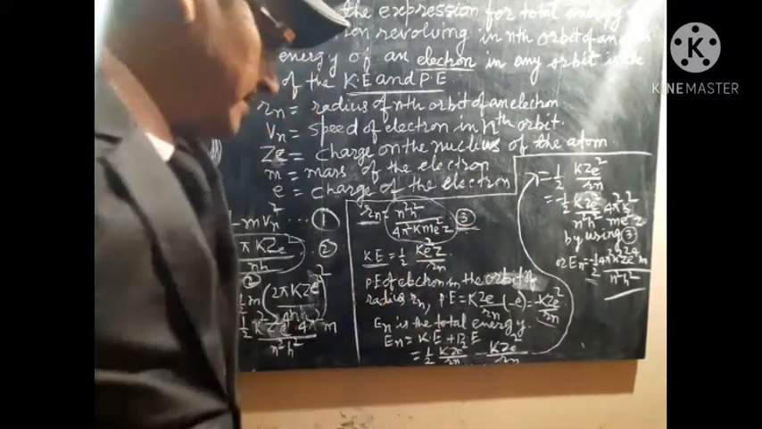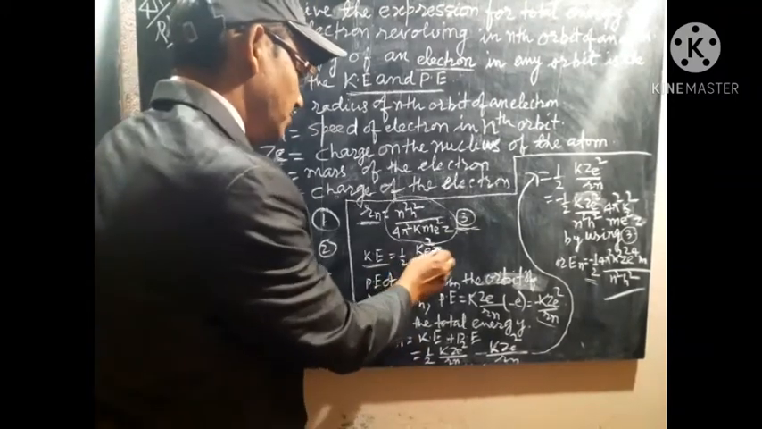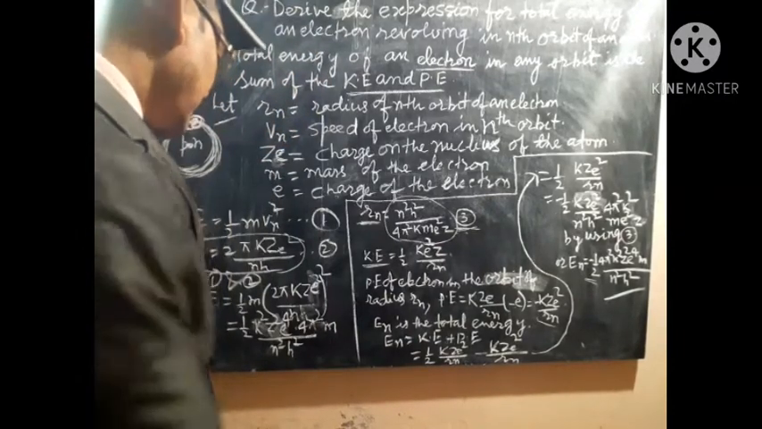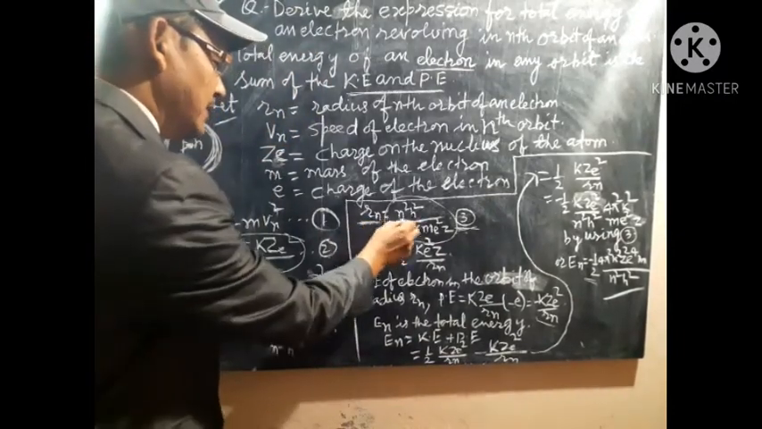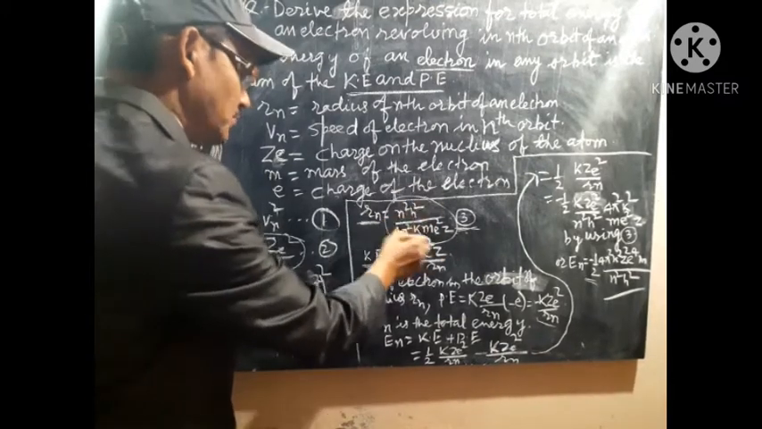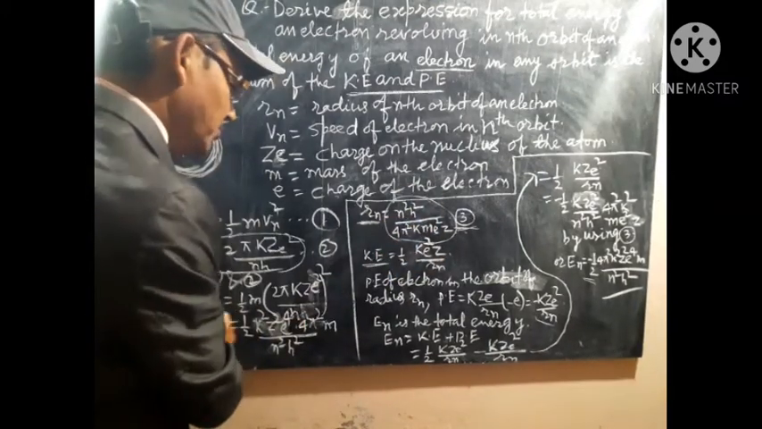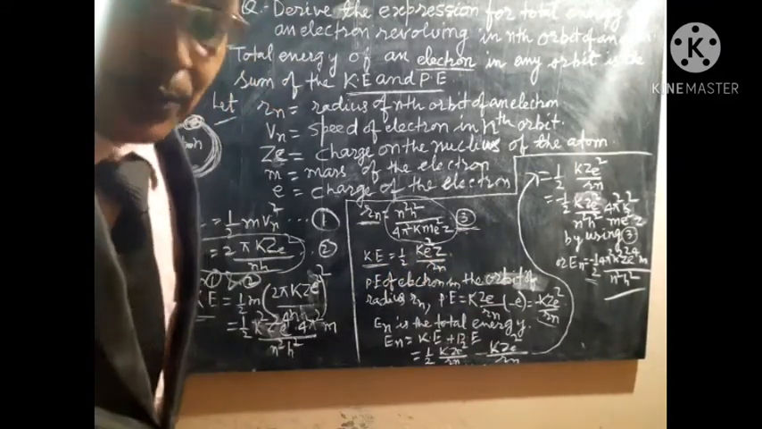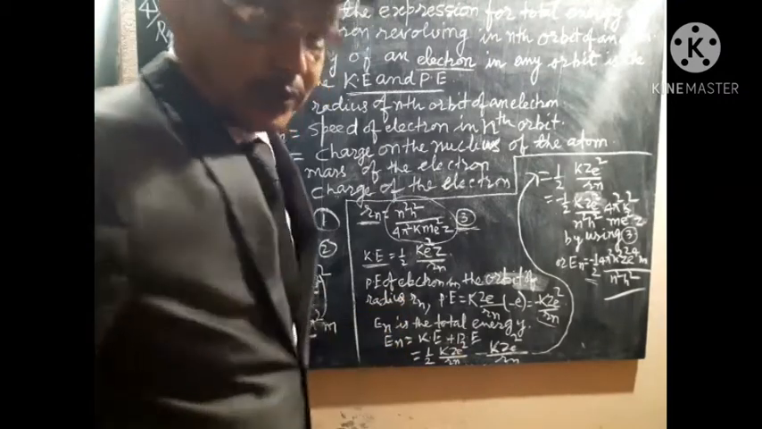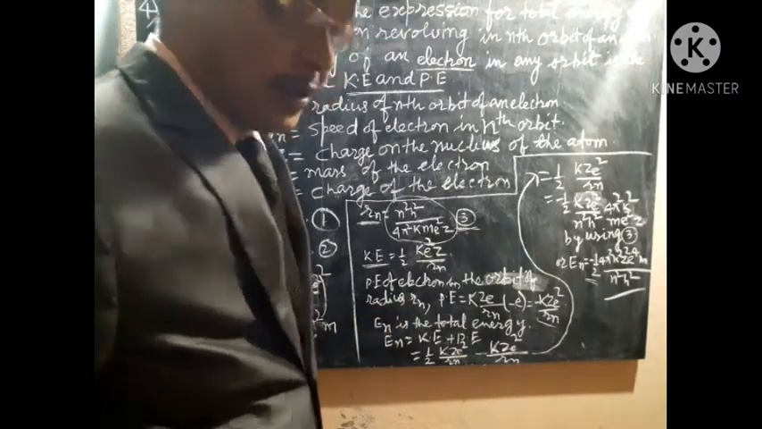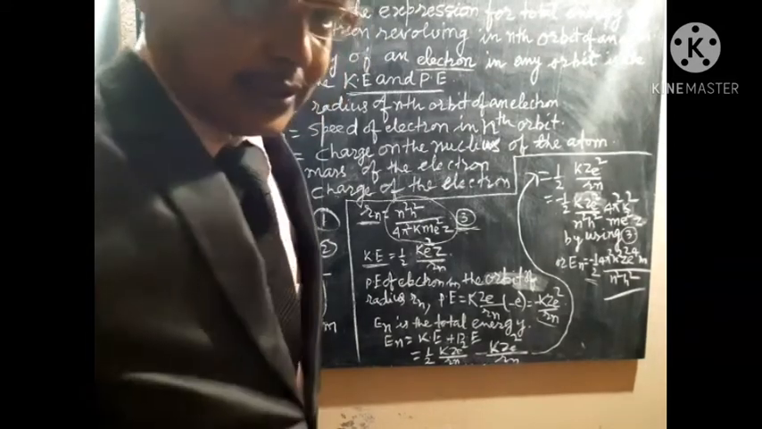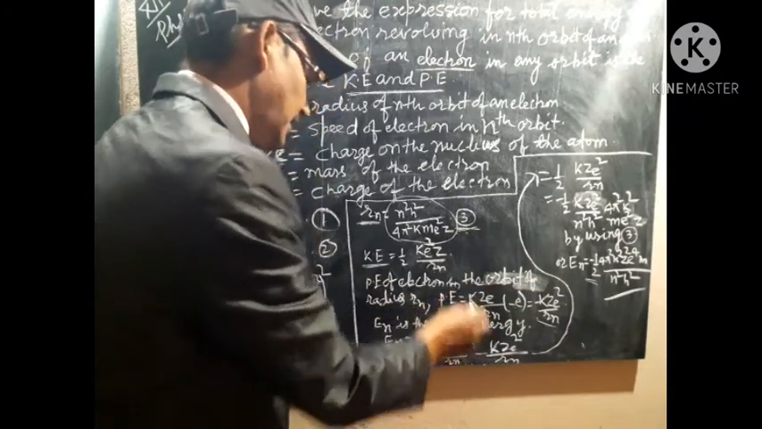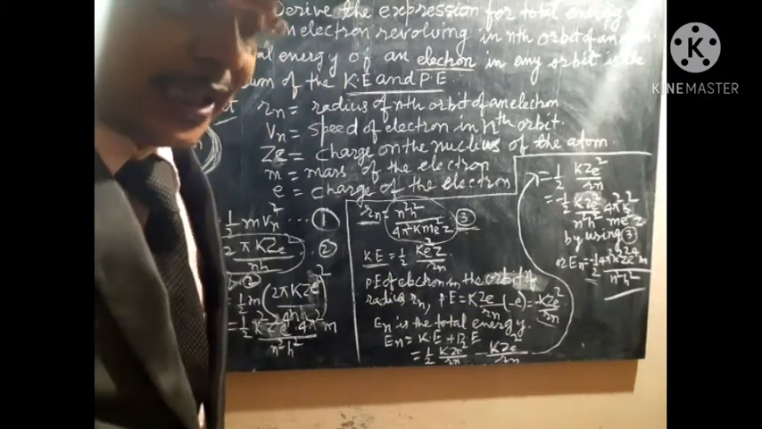Now kinetic energy is half k e square Z by Rn. Here you put the value of Rn, then finally what will you get? Kinetic energy is equal to half k e square Z by Rn. There is no problem. First thing is kinetic energy, now next thing is potential energy. Potential energy of the electron in the orbit of radius Rn.